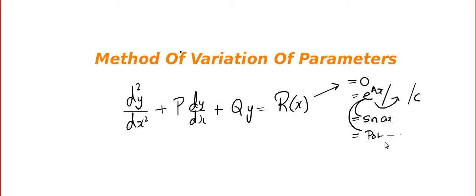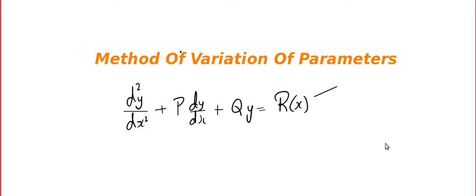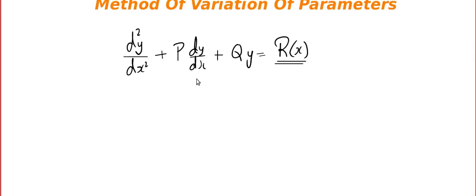Now in method of variation of parameters, what we do is we will solve the differential equation if the right side is something different than the standard type. Okay, anyway, I'll give you the method.